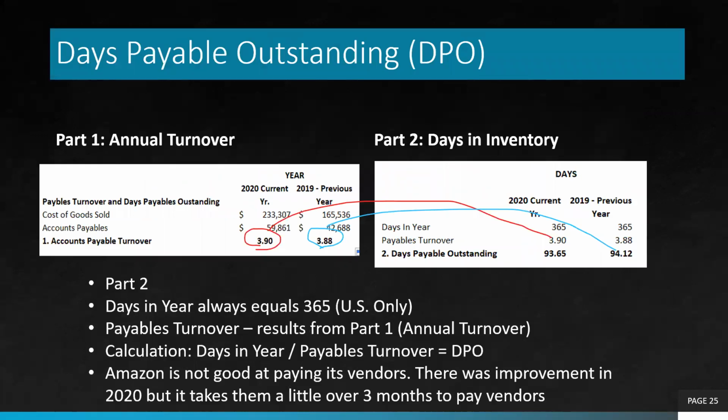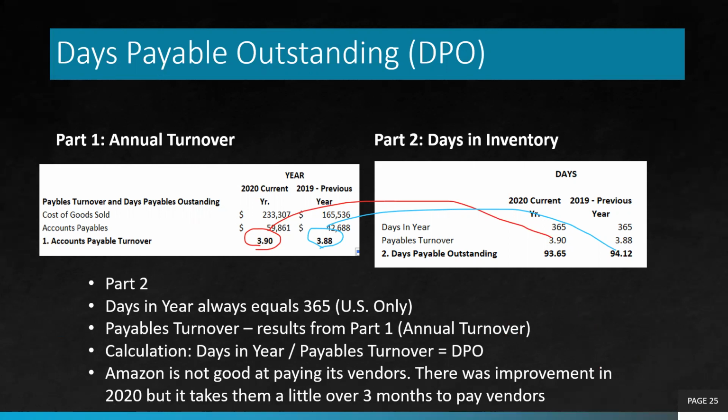And then to calculate the days payable outstanding, and this should read DPO, not days in inventory, we want to take our results from payables turnover and plug that in to this side of our Excel worksheet, and 365 divided by the results of my days payable outstanding. This is showing me that on average, Amazon pays its vendors and suppliers every 94 days, and that's the same in 2019, right? So this looks kind of bad, right?